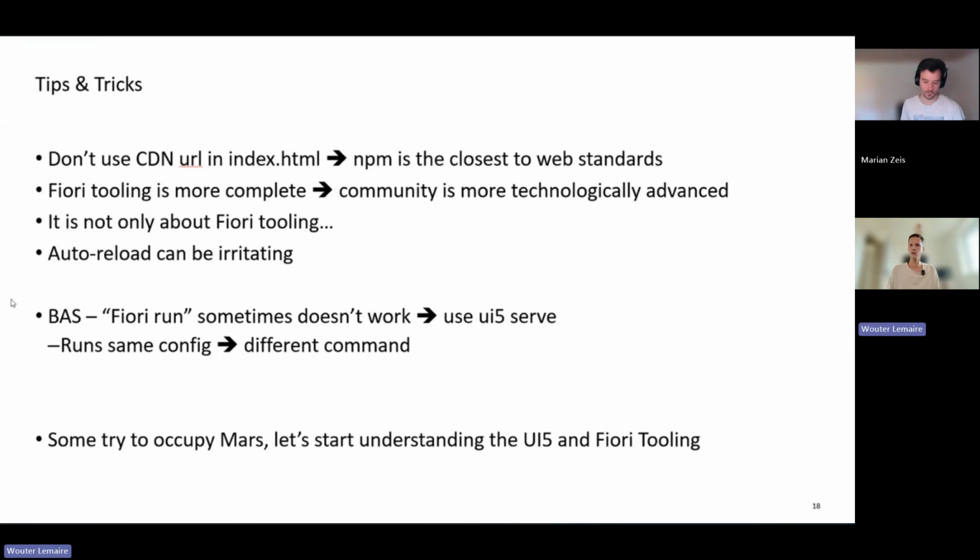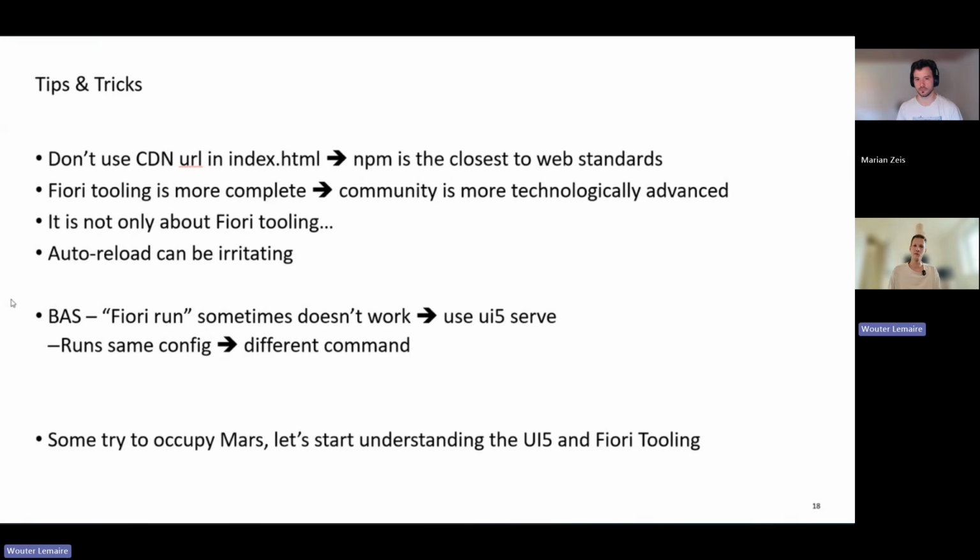The CDN, only use it when necessary. I see it's being used often. Sometimes it's the last option if you do not make it work, but it should not be used, and NPM is the closest to web standard. In general, Fiori tooling is more complete, but community is more technically advanced, in my opinion. If you want to make a control or a library, which you really need in more advanced projects, then the Fiori tooling is not making it. So it's not only about the Fiori tooling, it's really more.